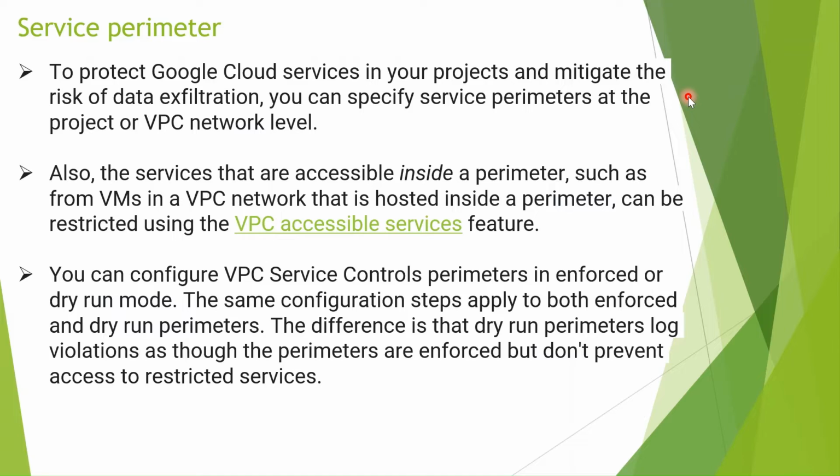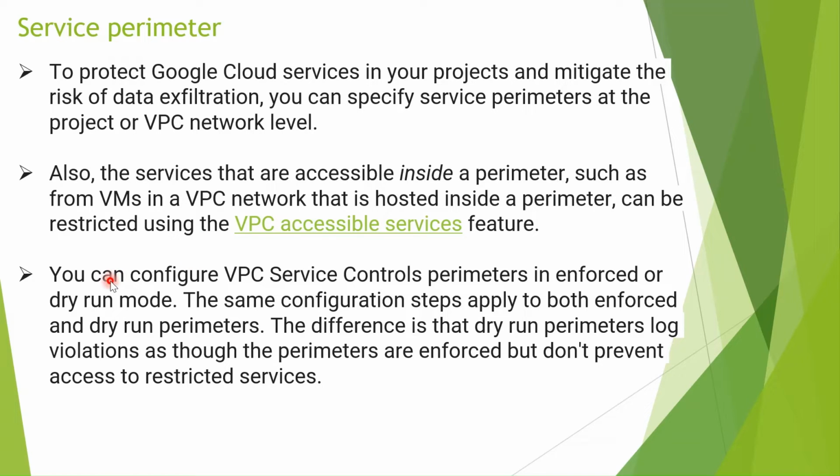And if you choose a VPC network, it will apply only to that specific VPC network. So you have the option. We will see how this all works, but the main thing is that we have two options: we can choose a project or a VPC network level. Also, we can use the VPC accessible services feature. We will see how it works. Basically, if you want to allow traffic inside a perimeter, you can use this service, or if you want to restrict something, we can use this only. This is a specific topic I will cover in later videos.